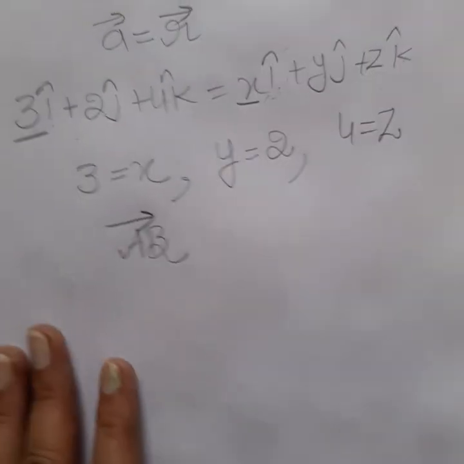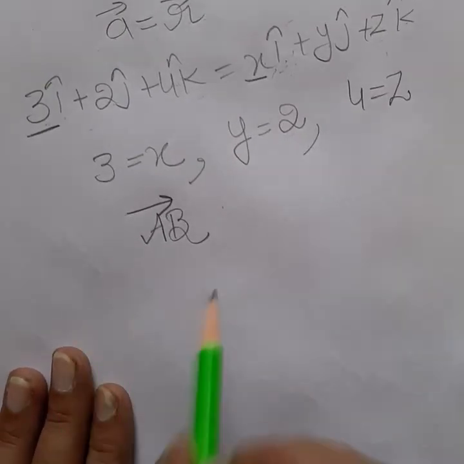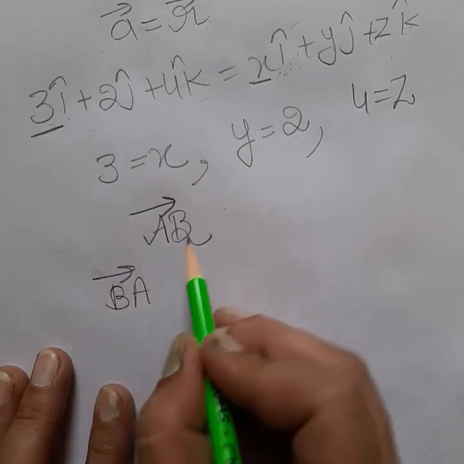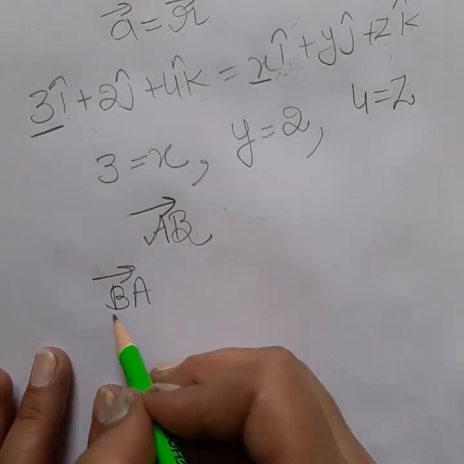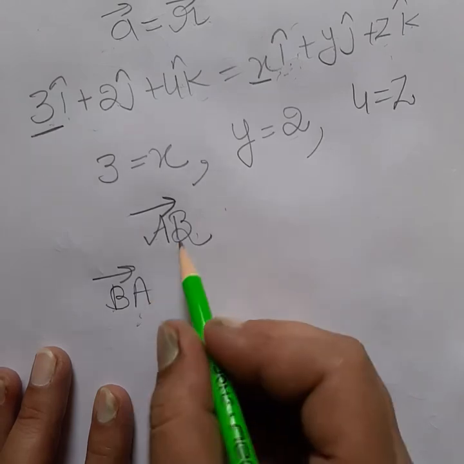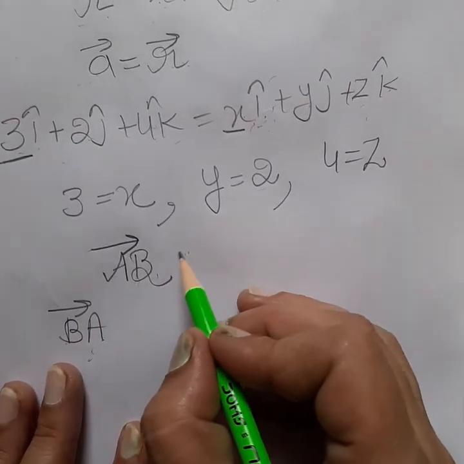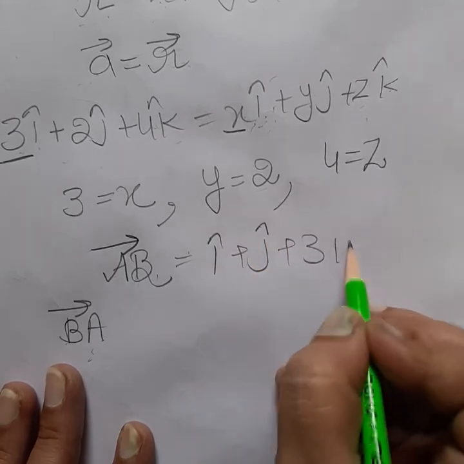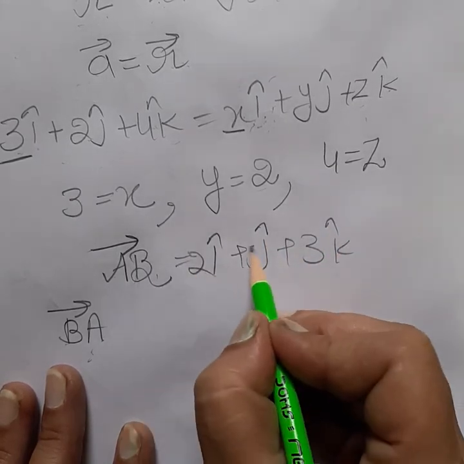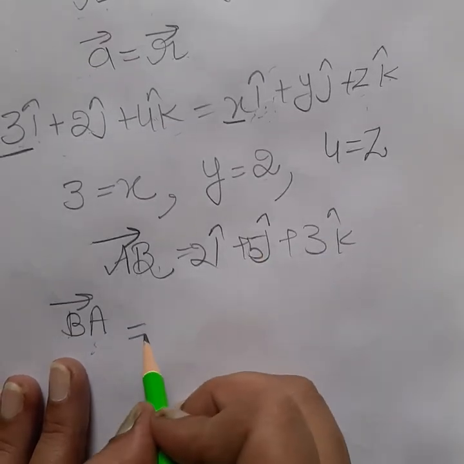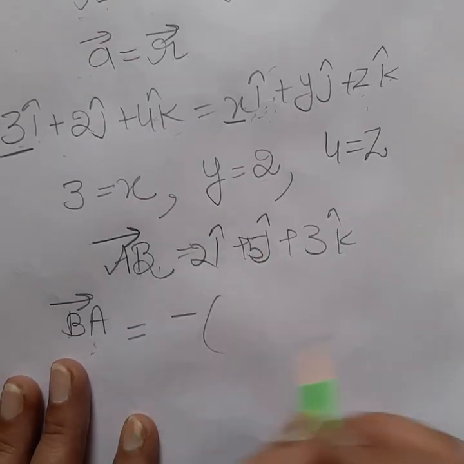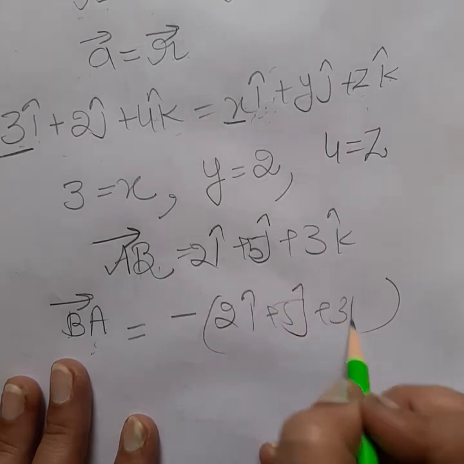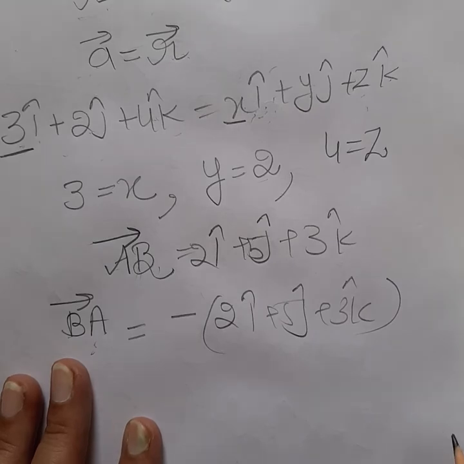Now, what is a negative vector? If we change the direction, and we write AB and BA, this is the difference of direction. What is vector AB? Suppose you have 2i plus 5j plus 3k. If we take the negative sign of this, we write minus 2i minus 5j minus 3k, and this is called the negative vector.